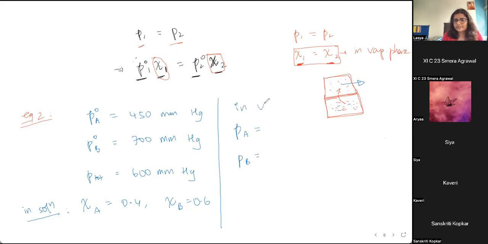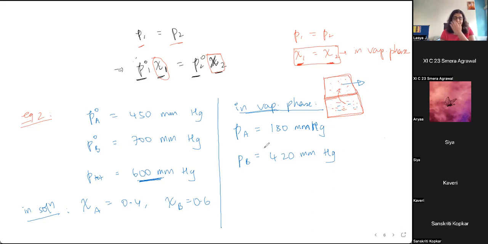So this is in vapor phase. Yeah, we can just multiply. Correct. तो बताओ PA PB कितना होगा? 450 into 0.4. हाँ तो कैलकुलेट करके बताओ ना. 180. Yeah, 180. And PB 420. Okay. So we know partial pressure of A is 180, partial pressure of B is 420, और दोनों मिला के total should be 600, which it is.